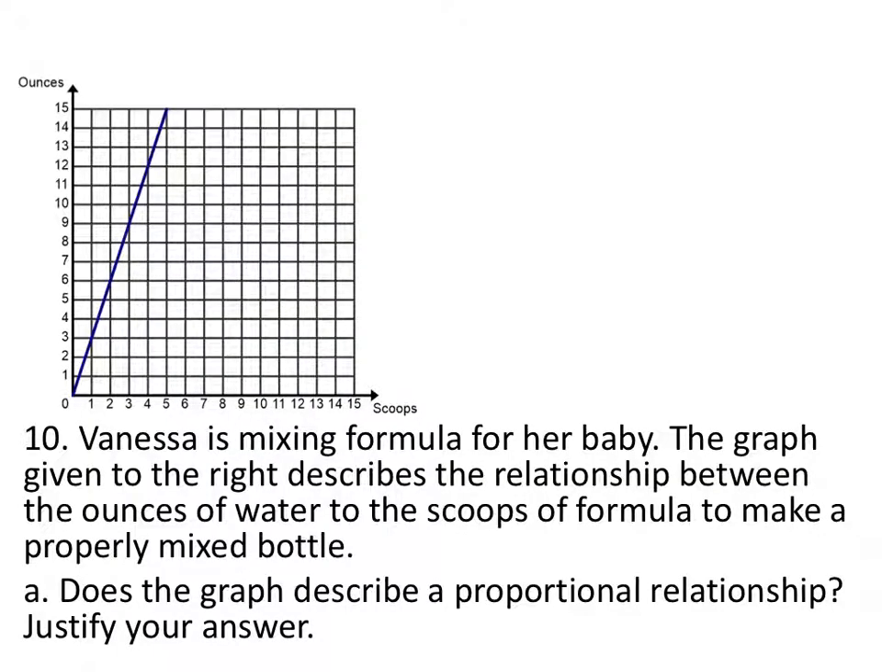Number 10, Vanessa is mixing formula for her baby. The graph given to the right describes the relationship between the ounces of water to the scoops of formula to make a properly mixed bottle. Part A, does the graph describe a proportional relationship? The answer is yes, because we have a straight line that goes through the origin.